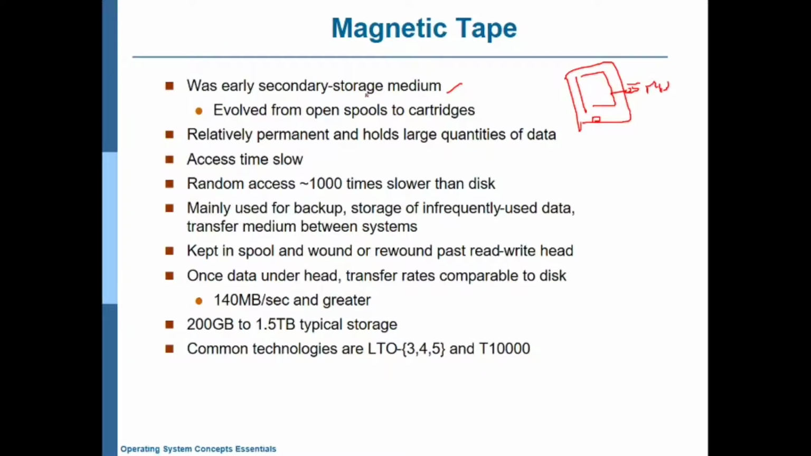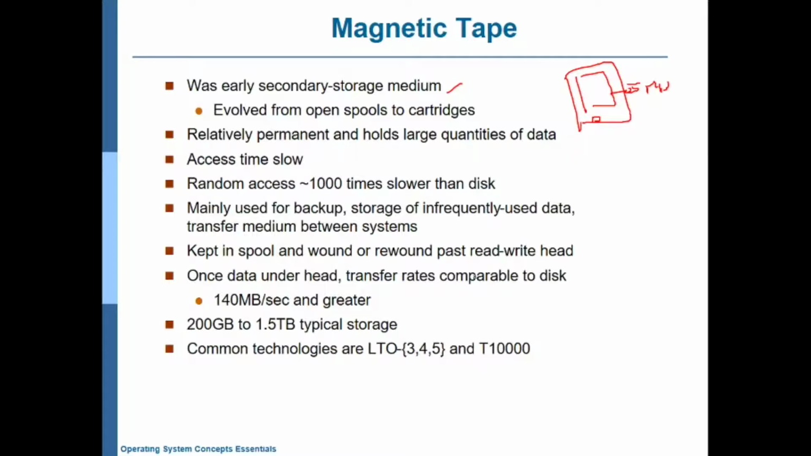So earlier there was a secondary storage medium, relatively permanent, that holds large quantities of data. Access time is very slow. Random access was approximately 1000 times slower than the disk. To transfer a Word file, an MS Word file, from a magnetic tape to the system, it may take around 5 to 10 minutes or more. Now you can easily transfer within 1 to 10 seconds. It was not like that in the earlier days; it took more than 5 to 10 minutes.